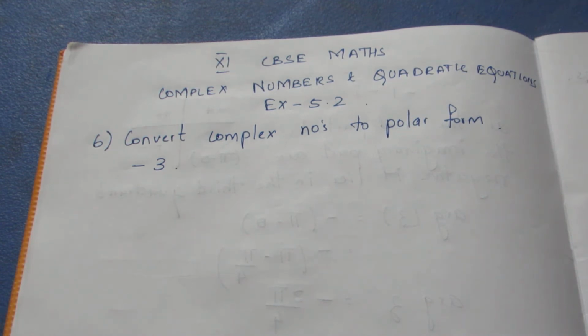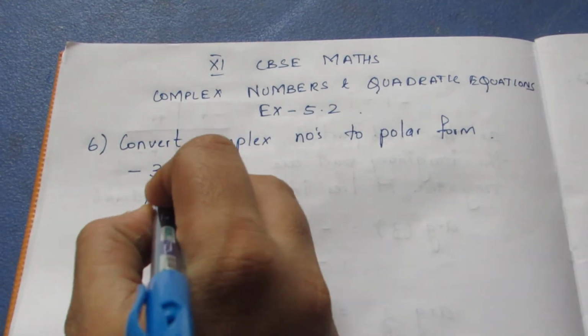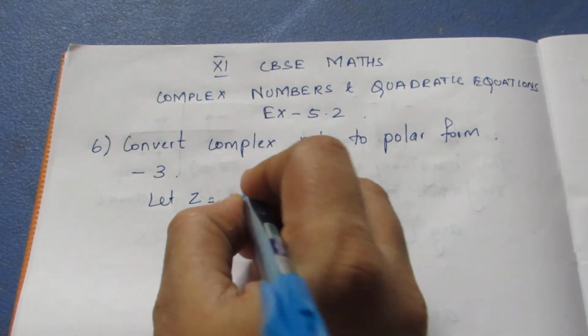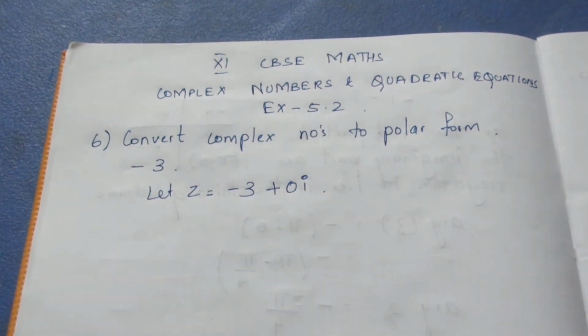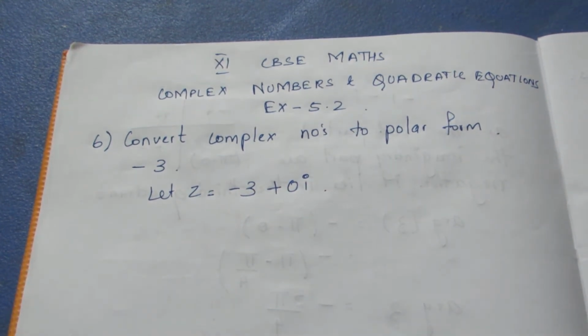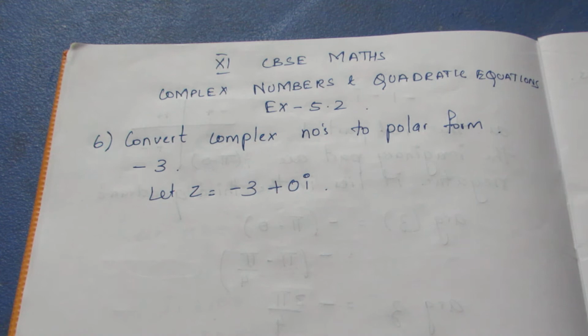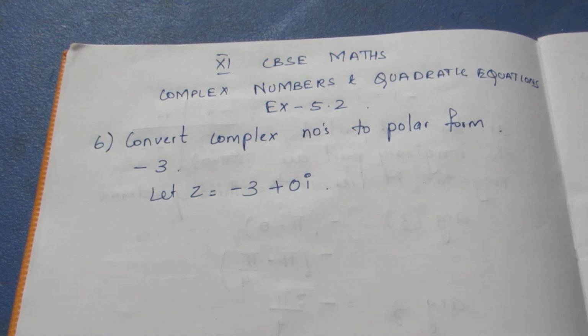We know that for a complex number we have a real part and an imaginary part. Here we don't have an imaginary part. For that we are going to take z equal to -3, and we can add plus 0i. If I add plus 0i, it becomes a complex number, and as there is no imaginary part, we are just multiplying it with 0. So 0 into i will become 0. So I have not changed the question, it's the same.